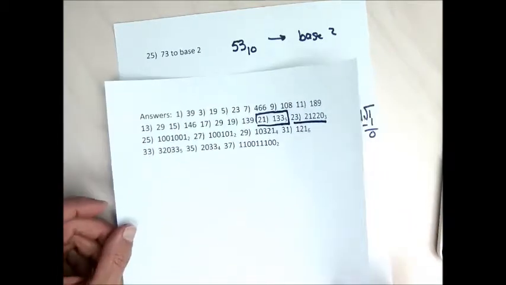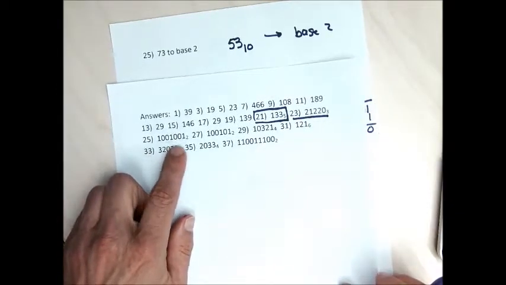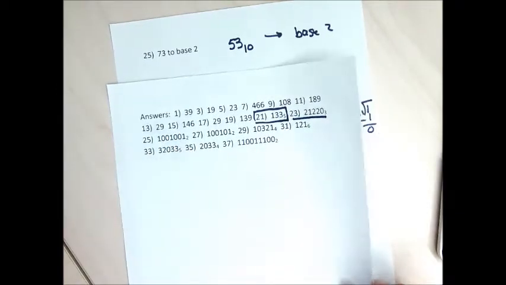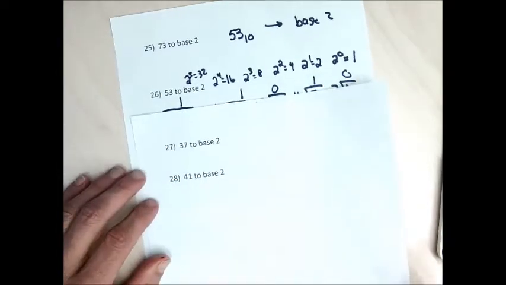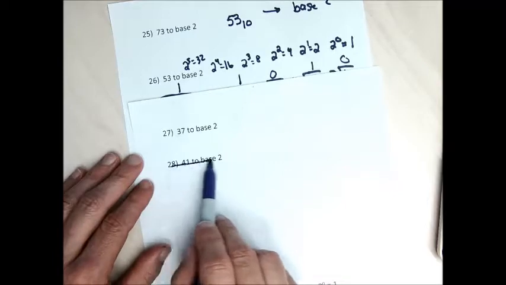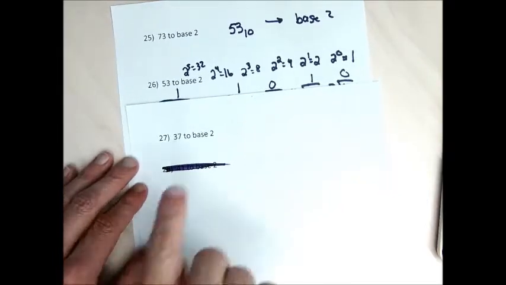So if you want to give your 25 a go, yours should be 1001001 base 2. Just in case you're struggling with base 2, let me do 37 on this sheet. And the nice thing about 37, it's in base 2.